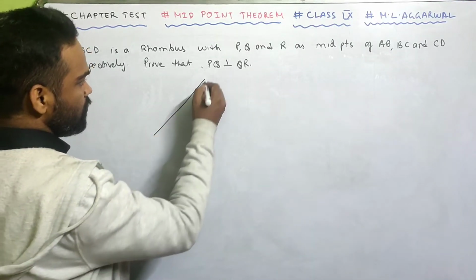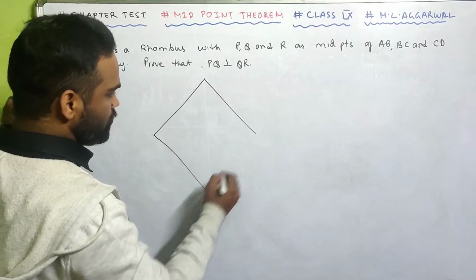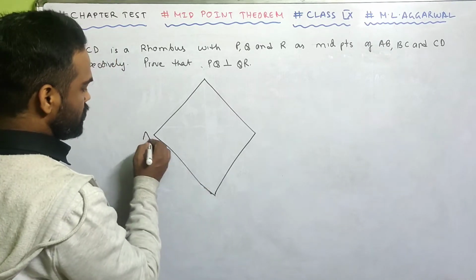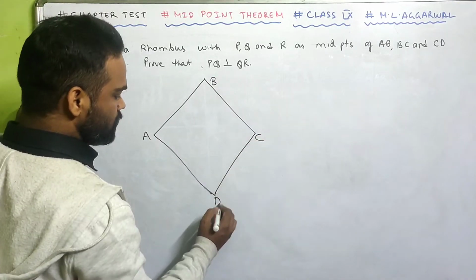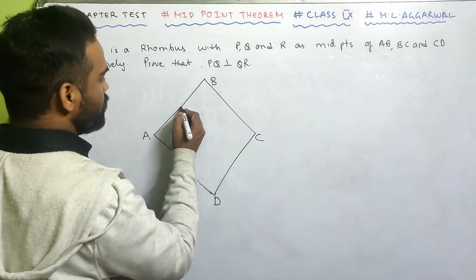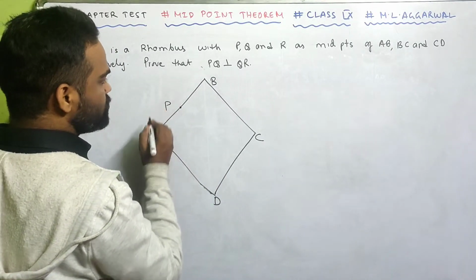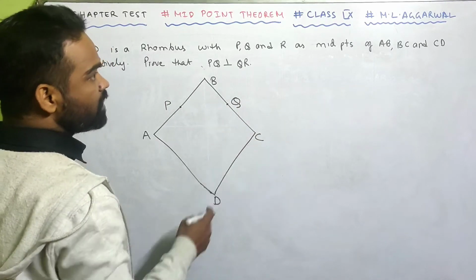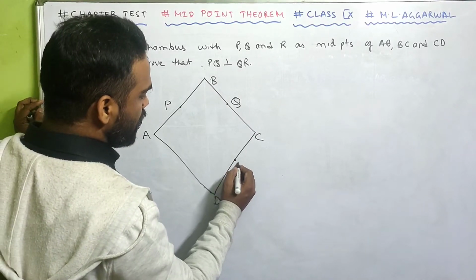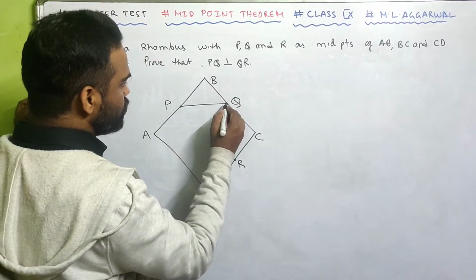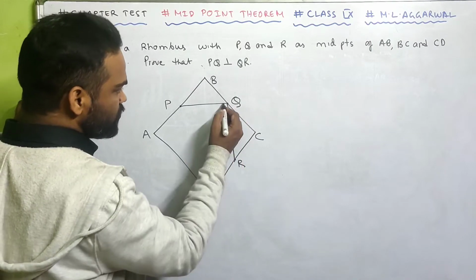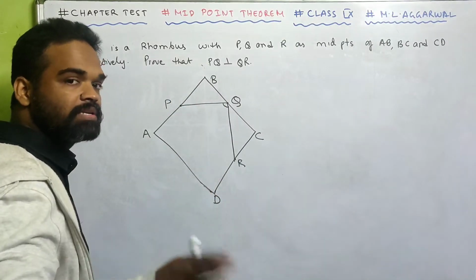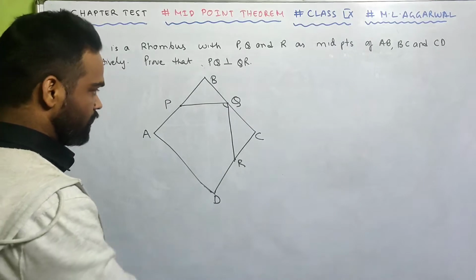First of all, we need to draw the proper diagram. Suppose this is A, B, C, D. That's a rhombus. The midpoint of AB is P, the midpoint of BC is Q, and the midpoint of CD is R. We need to prove that PQ is perpendicular to QR, which means this angle is 90 degree. If we can show that this angle is 90 degree, our work is done. Yes or no? Now let us see.